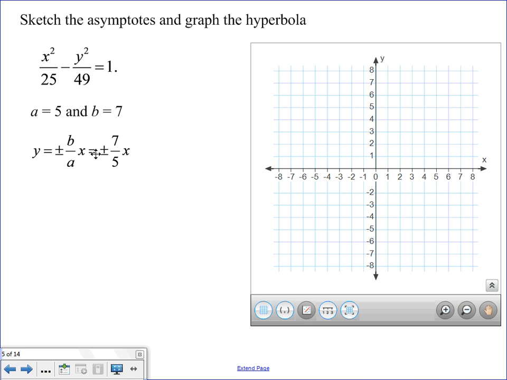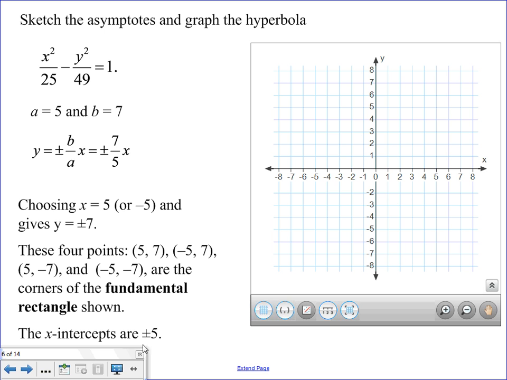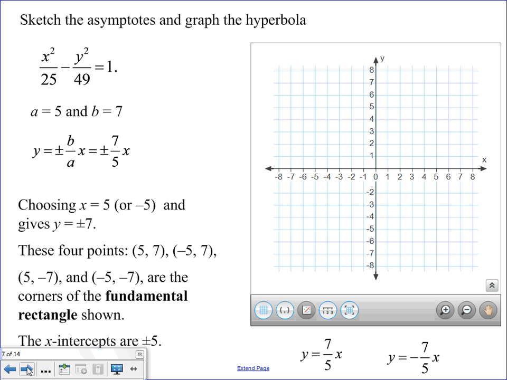Now this little equation here gives us the slope of the asymptotes that we use to help us draw the hyperbola. It's just b over a, plus or minus. There's two lines, a positive slope of 7/5 and a negative slope of 7/5. These are just linear equations based on the values of a and b. Okay, so we have to draw this fundamental rectangle to help us draw the hyperbola. I need to draw these 4 points right here first.